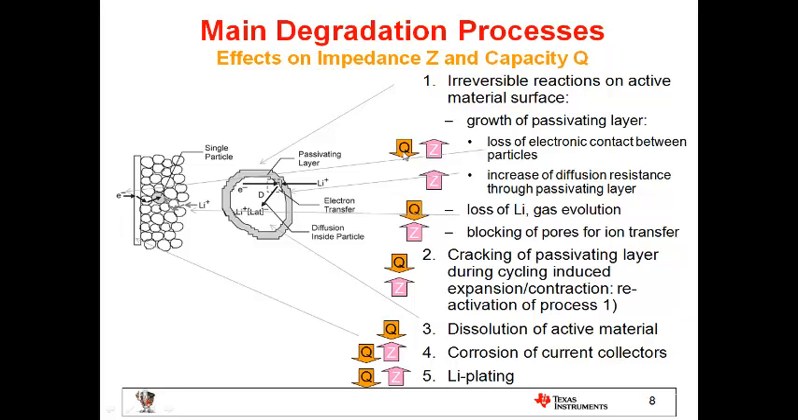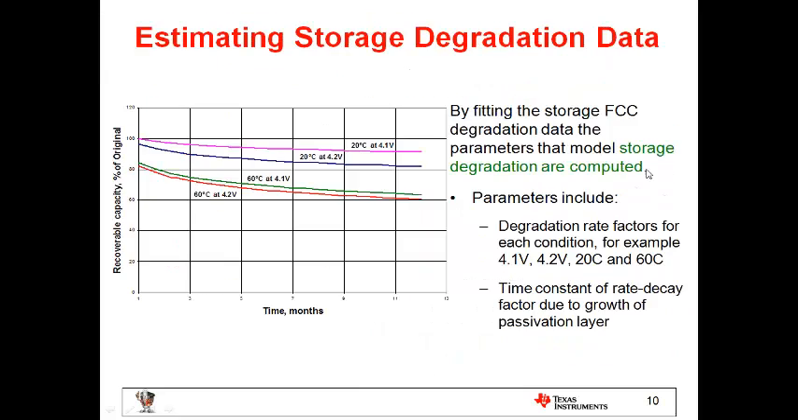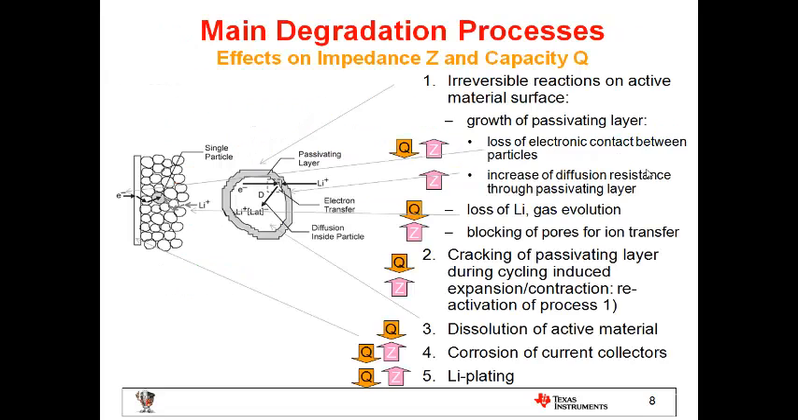And also loss of lithium itself. Lithium is getting used up when the passivating layer is growing. So loss of lithium will also decrease the capacity. And impedance will increase, because the loss of electronic contact will increase impedance. Also the diffusion resistance across the passivating layer is going to increase, which also increases the impedance for the discharge. We lose the lithium, and some of the pores are also going to be blocked, which will increase the resistance of lithium transfer, which also adds up to the total resistance inside the battery. So this is the most important mechanism if you just store the battery.